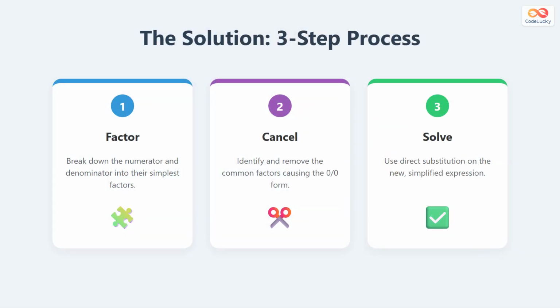To solve this, we use a simple three-step process. First, factor, we break down the polynomials. Second, cancel, we remove the problematic terms. And third, solve, we plug the number back in to find the final value.